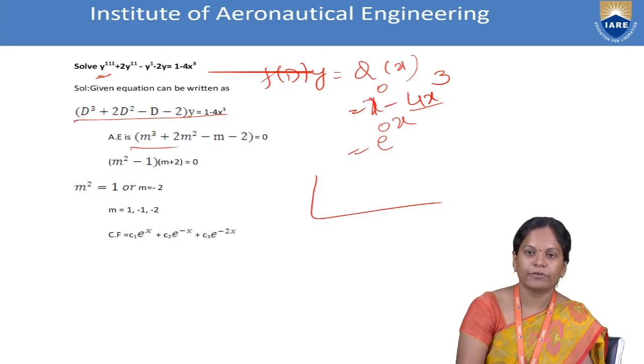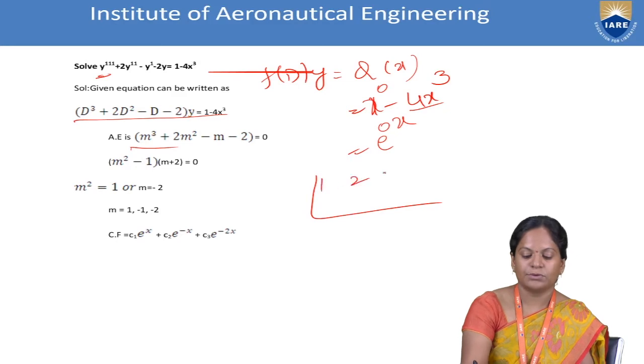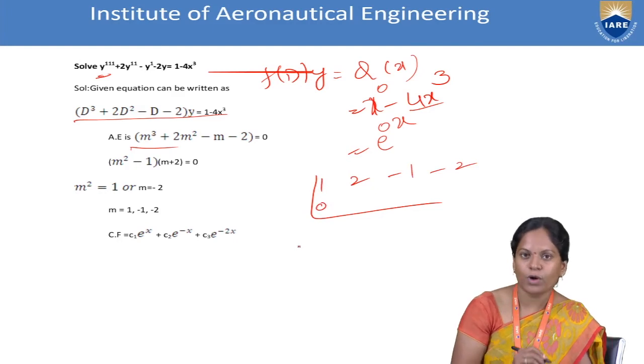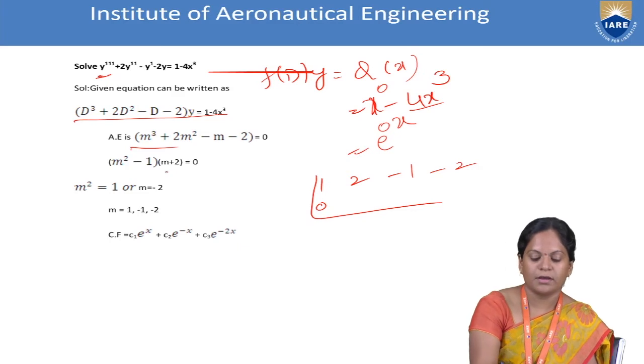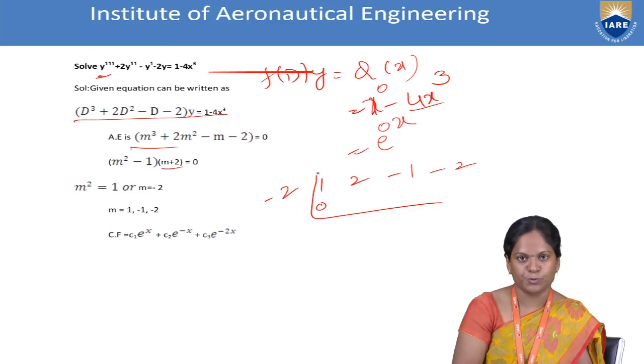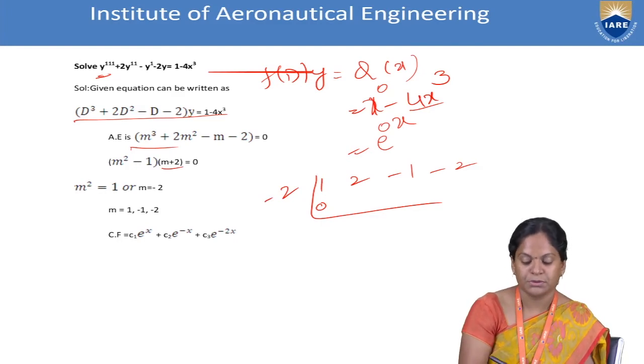What is the coefficient of m cube? 1, 2, minus 1, minus 2, which is 0. And let's first consider one root which satisfies that polynomial. So already here we have m plus 2, nothing but one root is here, minus 2. If you take minus 2 and substitute, then you will get the remaining 2 roots.